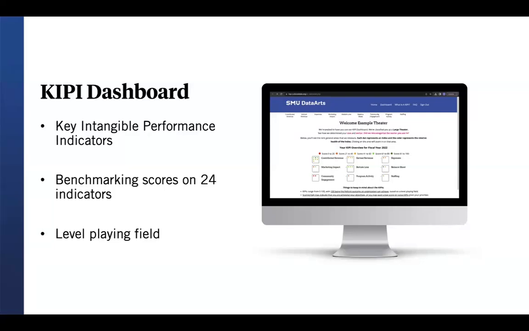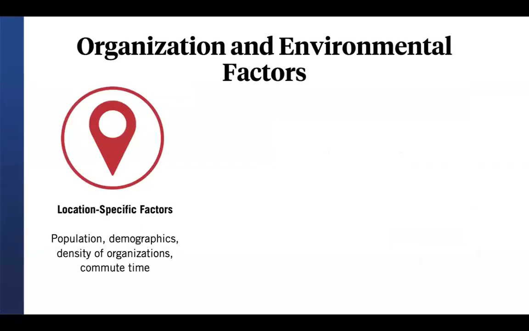The KIPI dashboard also provides a leveled playing field. You may be curious, what do I mean by a leveled playing field? Before your scores are assigned to your organization, our research team controls for factors that affect your indicators. The KIPI dashboard helps organizations understand their financial and operating performance relative to similar organizations in key areas and takes into account your place-specific factors such as population, demographics, or density of art organizations within your community. Even local factors like commute times in your area may impact your attendance.